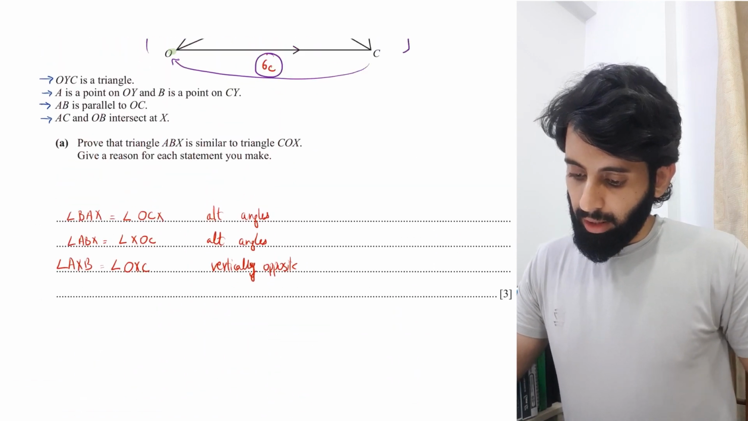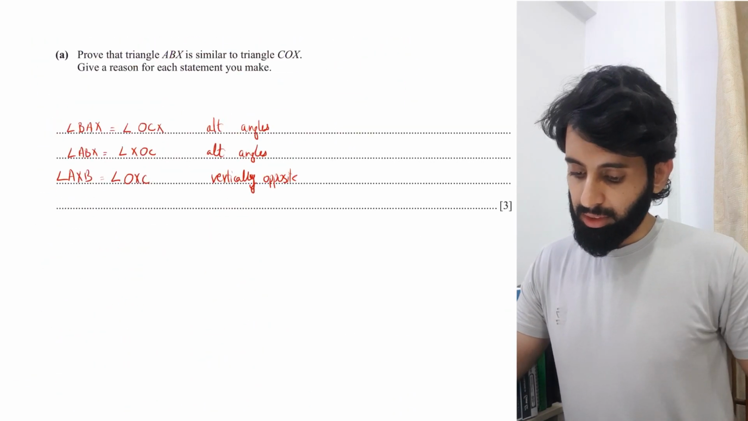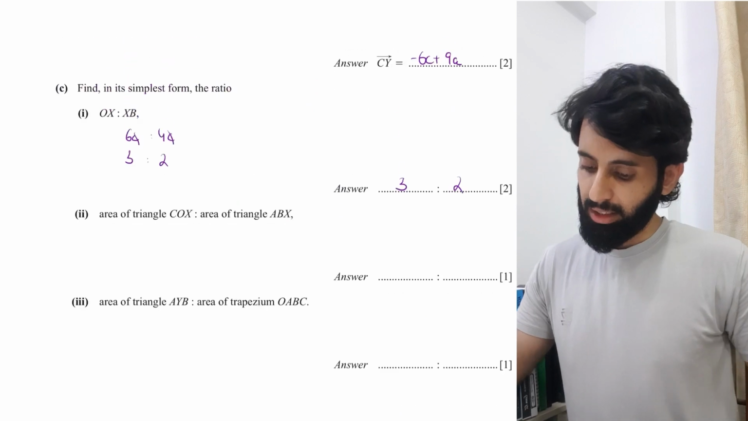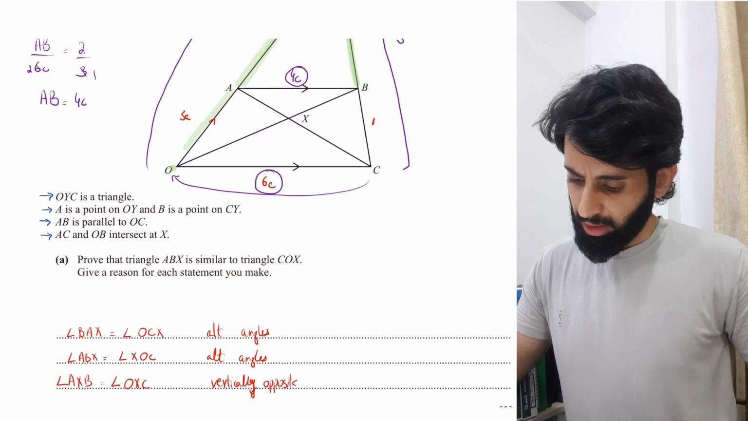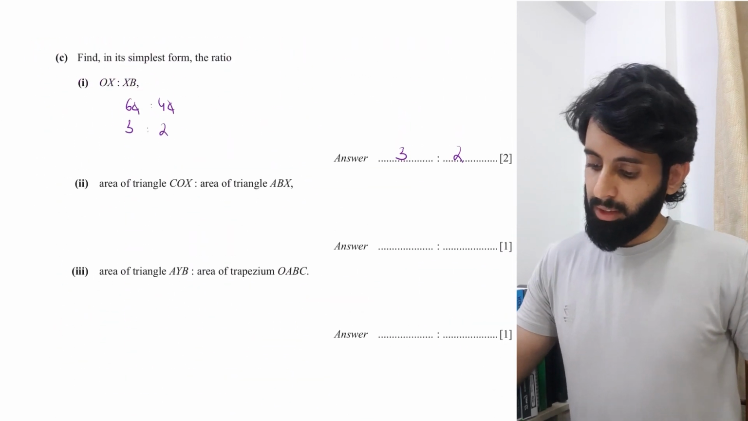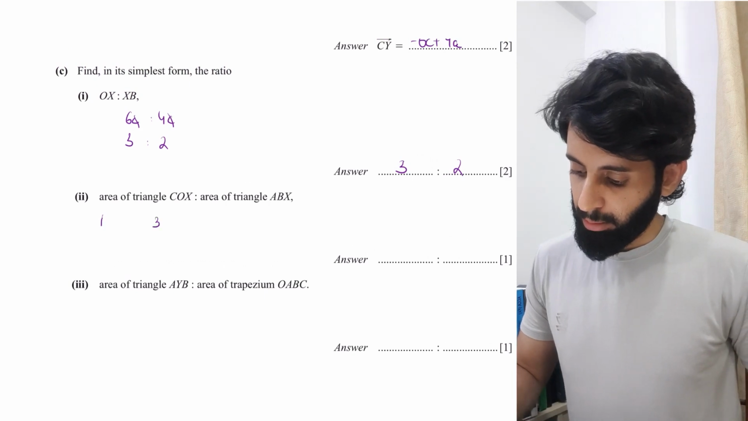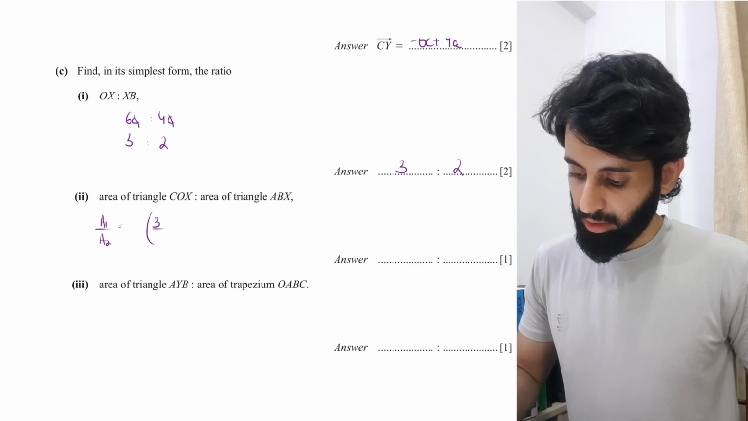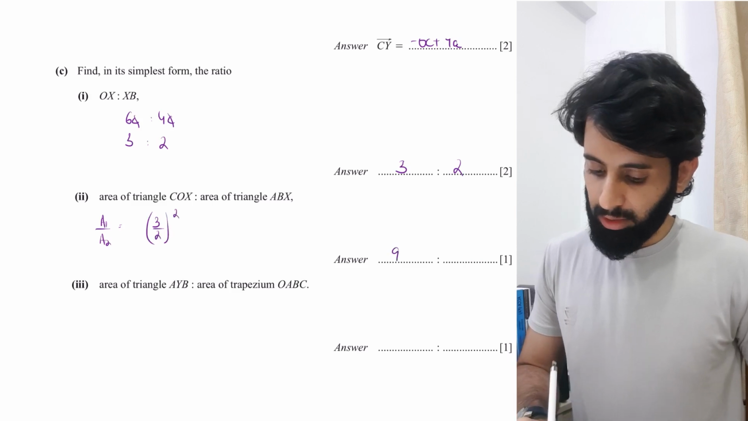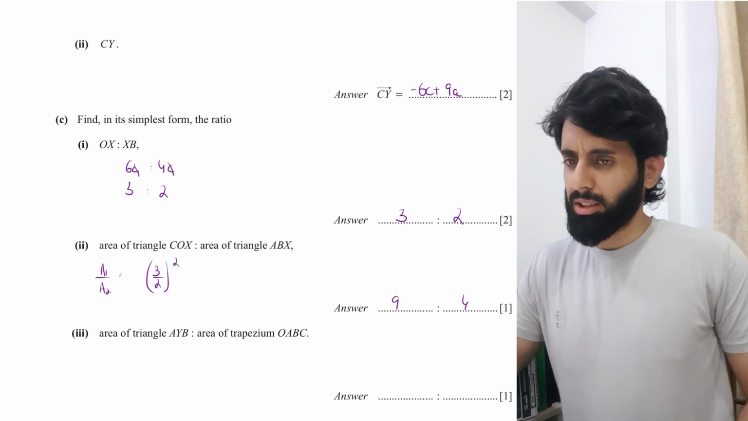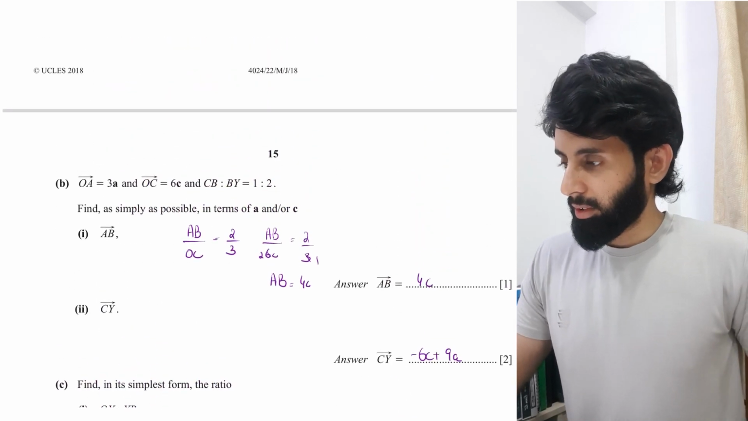3:2. And then it's talking about the ratio of the areas of the same triangles. However, there is a catch. Is there a catch or is there not a catch? No, there is no catch. So A1 upon A2 is equal to L1, which is 3, upon L2, the whole thing squared. So we get 9:4. Alright, easy does it. So far so good.